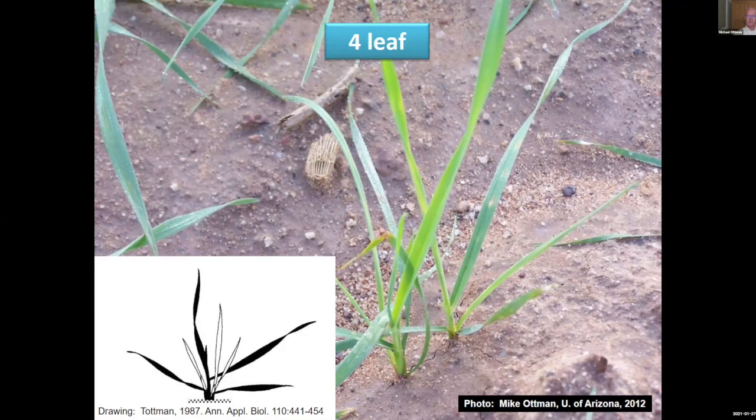The other is when you're counting leaves, you might notice that if we look at this 4-leaf plant, this looks like the first leaf.